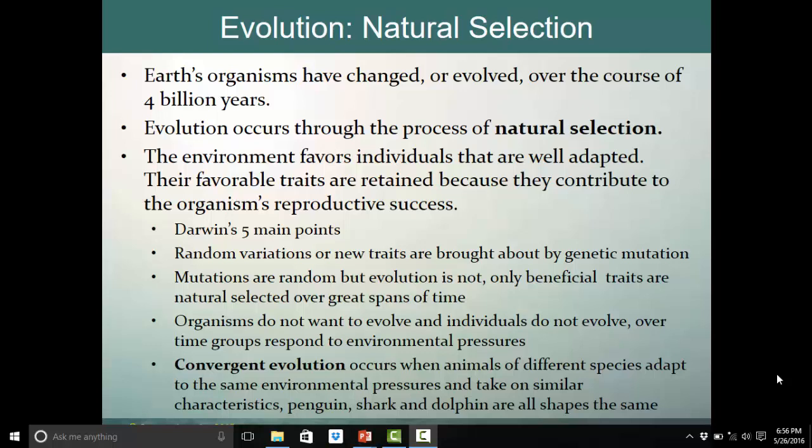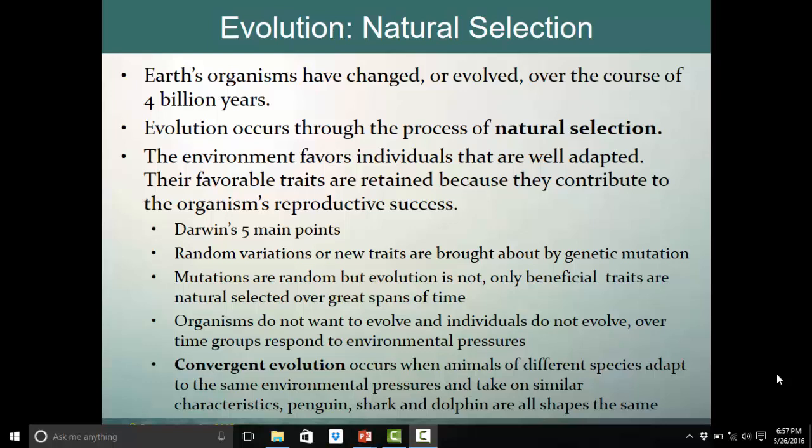So how do these animals become better suited to their environment? By mutation. Random variations or new traits are brought upon by genetic mutation, and not every variation or mutation is beneficial. Some animals have mutations that are not beneficial and become extinct. Those mutations that are beneficial, like a shape that allows a fish to swim more quickly to avoid a predator or catch food, are then naturally selected over tremendously great spans of time.